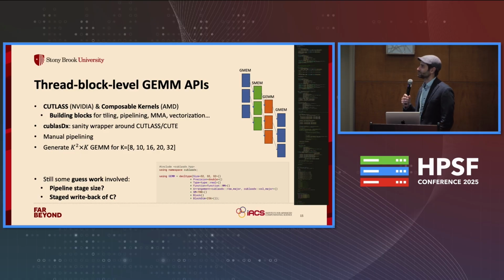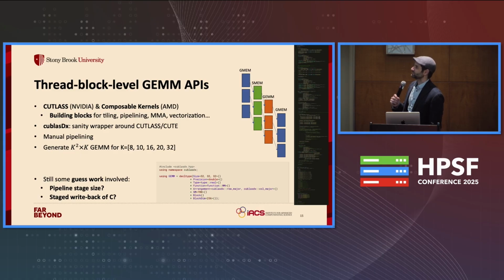Someone pointed me at cuBLASDx, which is a somewhat more sane wrapper around CUTLASS. You still have to do manual pipelining, right? You have to move things from the global memory into shared memory, apply the GEMM, move it back out, and so on. And everything is a compile time constant. The size is a compile time constant, the leading dimensions, basically everything. So we have to pre-generate all of these GEMM operators, and compiling that takes forever, but it works.